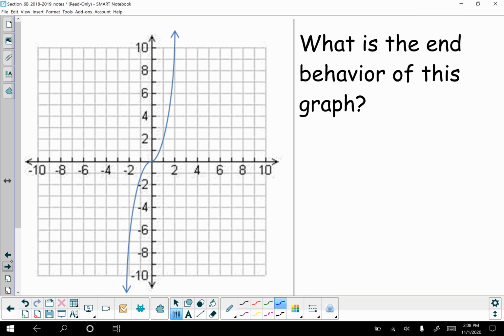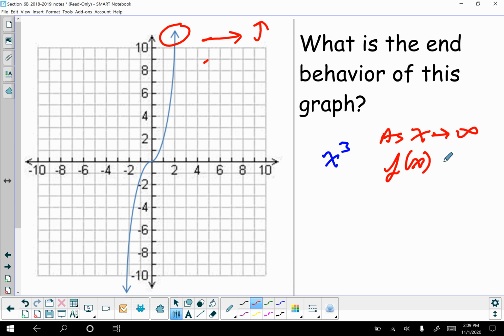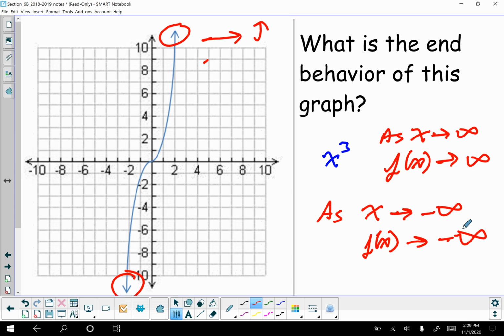And then you look at this one. So this is actually a graph that should be like x to the third. We haven't talked about that yet, but where is this going? As I go this way, it goes up. So as x goes to infinity, the function of x, some people say, goes to infinity. And then what about this? So as x goes to the left to negative infinity, the function at x goes down to negative infinity.